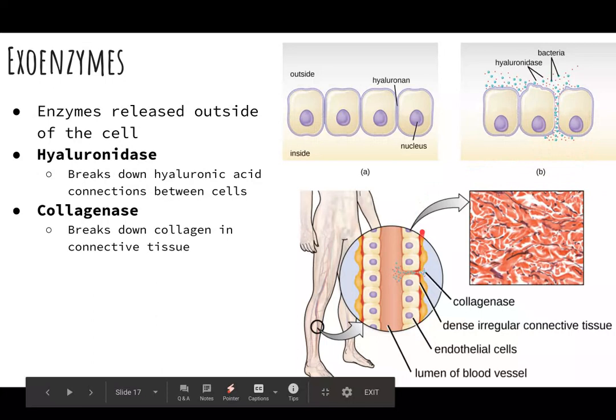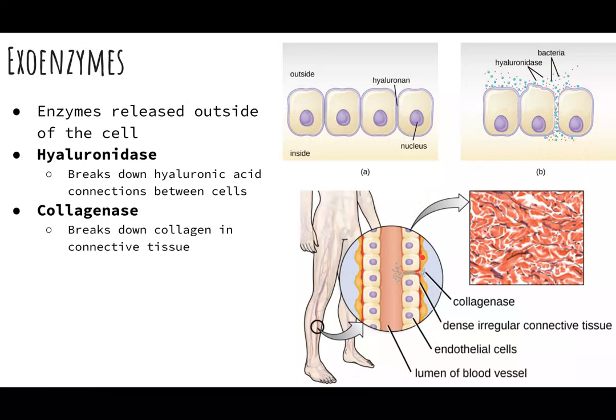Epithelial cells are also going to have this basement membrane made up of connective tissue, which is going to be another barrier that they need to get through in order to cause an infection. This basement membrane made out of connective tissue is going to contain the protein collagen. So collagenase is going to break down that collagen in the connective tissue and allow it to move deeper down into the tissue.